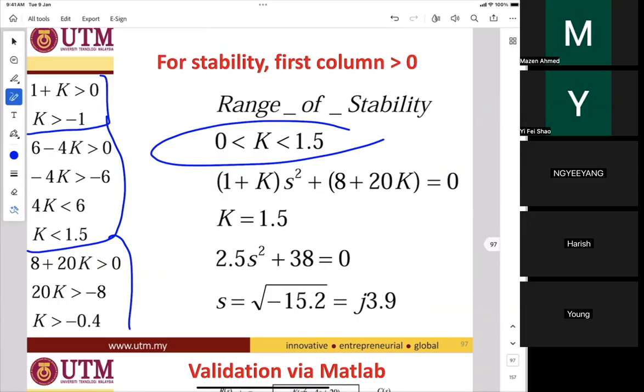Harish, are you there? Yes. What happens if K equals 2.0? Unstable. And stable? Yong? Yes, Doctor. What happens when K is equal to 1? Stable.